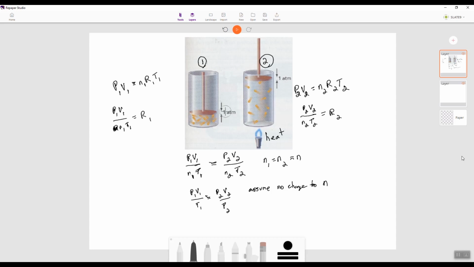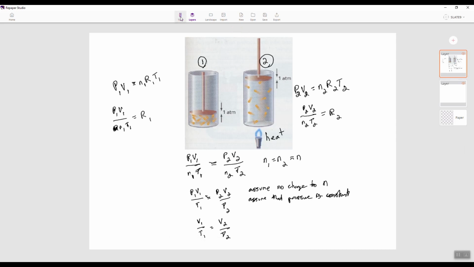But notice that it's right on the diagram here. The pressure is 1 atmosphere in scenario 1. The pressure is still 1 atmosphere in scenario 2. So we are dealing with a situation where we're also assuming that pressure is constant. So if pressure is constant, then we are left with this relationship of V1 over T1 equals V2 over T2. We're just deriving this from the ideal gas law.